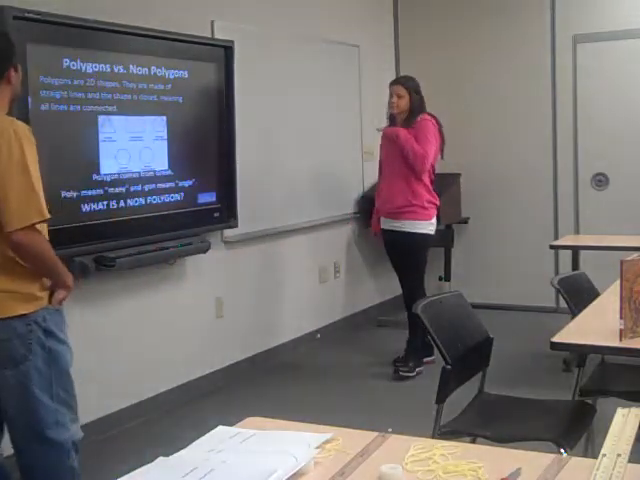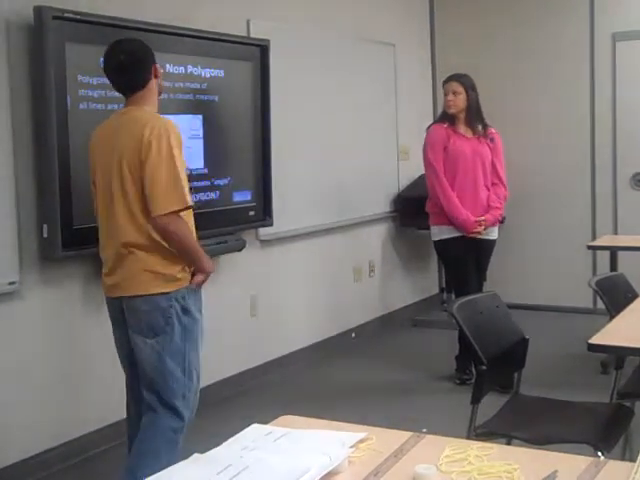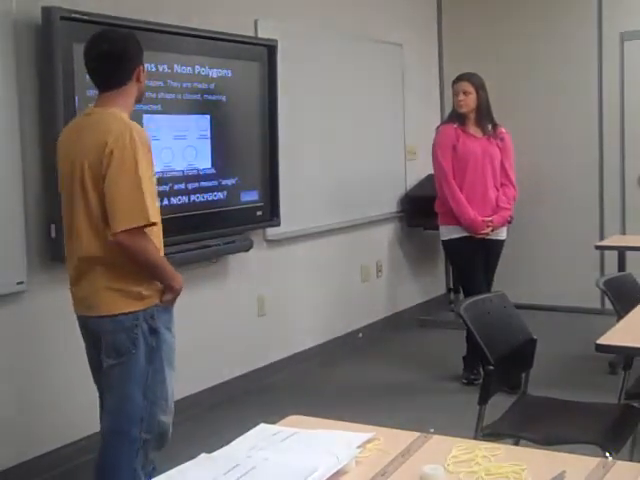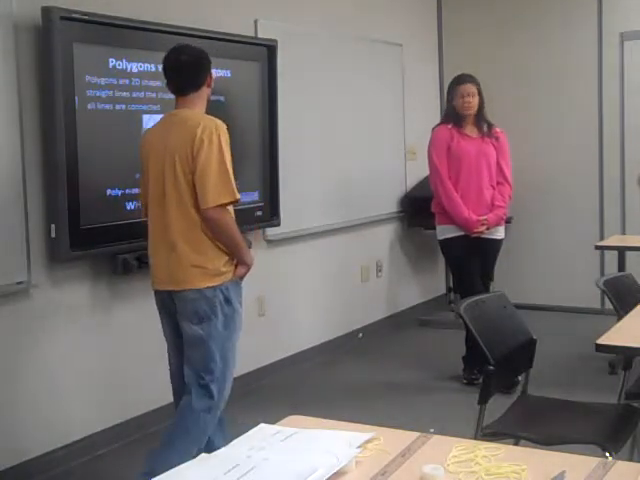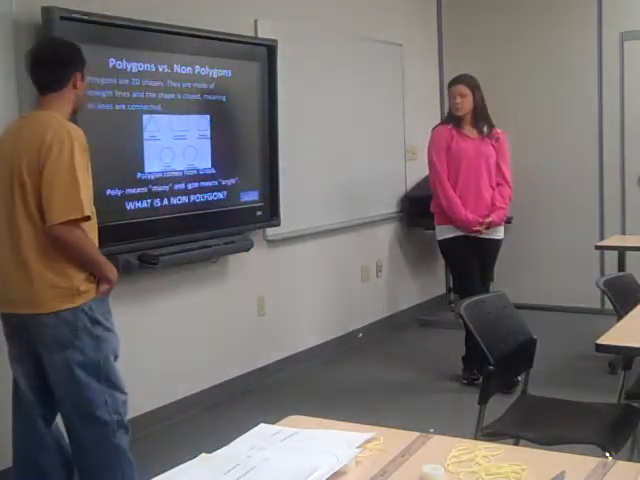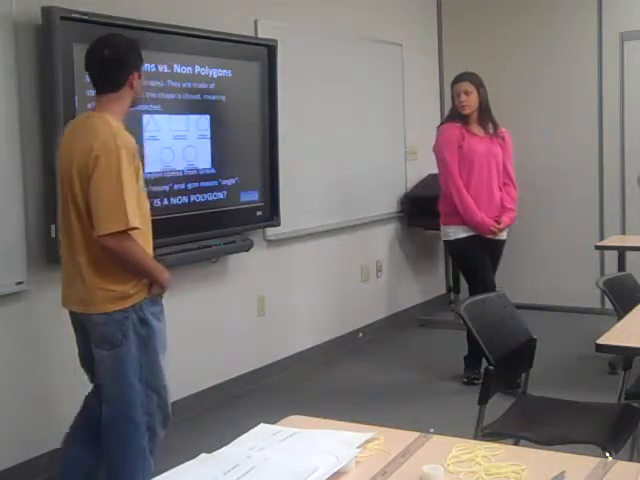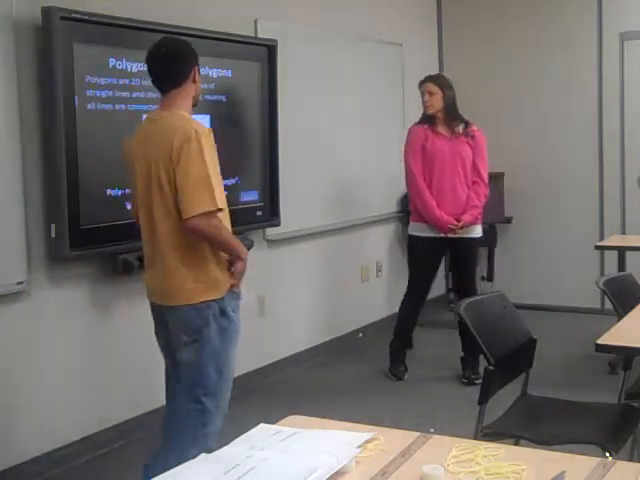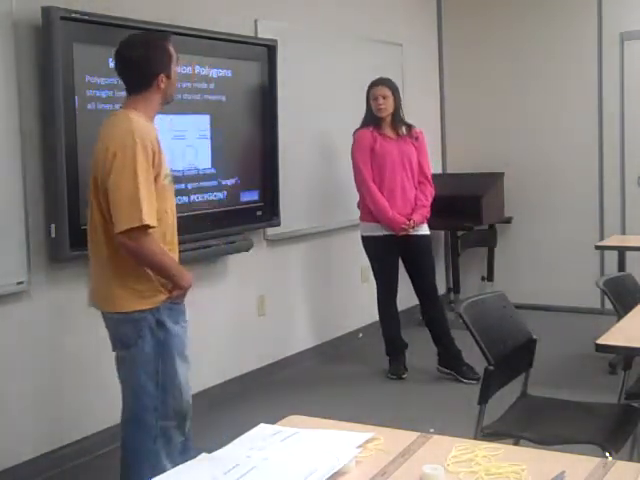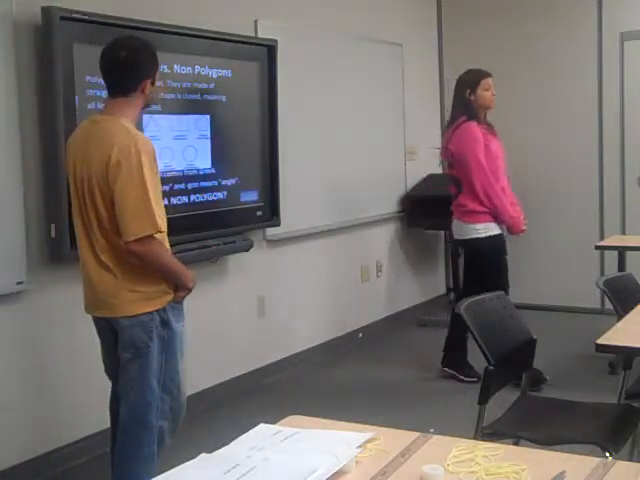Alright, so polygons versus non-polygons. Polygons are two-dimensional shapes. They're made of straight lines, and the shape is closed, meaning all lines are connected. We have some examples of polygons right up here. In our research, we found that polygon actually comes from the Greek language, poly meaning many, gon meaning angles, so many angles.